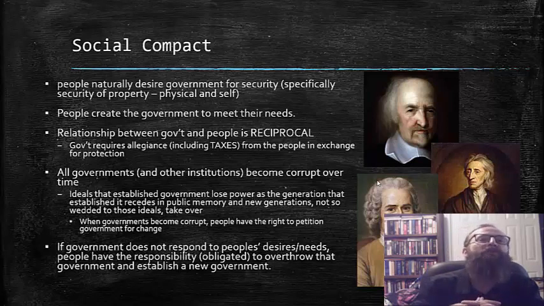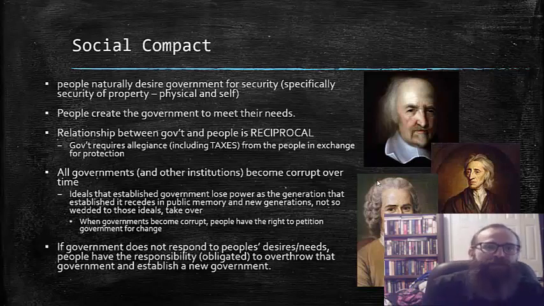Next, I want to talk about the social compact. Now, people naturally desire government for security, specifically the security of property, both physical and the self. People create government to meet their needs. And the relationship between government and people is reciprocal. Government requires allegiance, including such things as taxes, from the people in exchange for the protection that the government provides to the people. Now, all governments, and other institutions for that matter, tend to become corrupt over time.